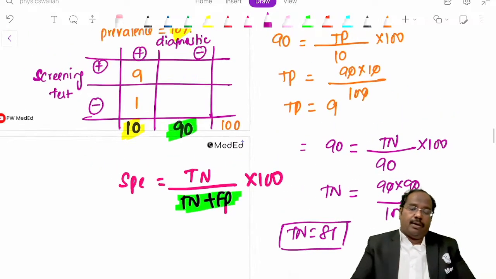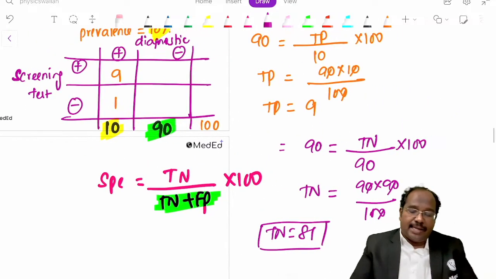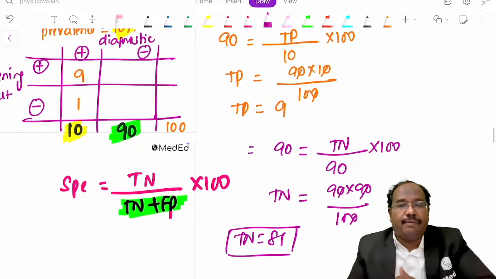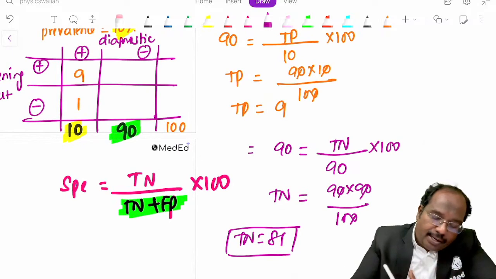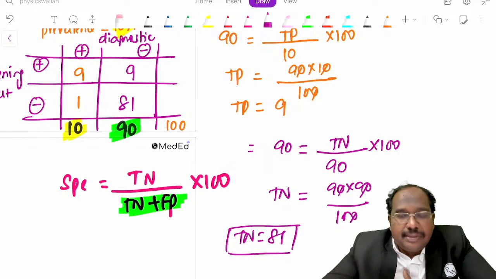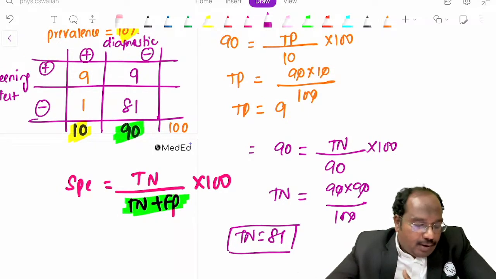Nowadays they are not asking the mathematics, but try to understand the concept. So this is true negatives, 81. Remaining is 9.